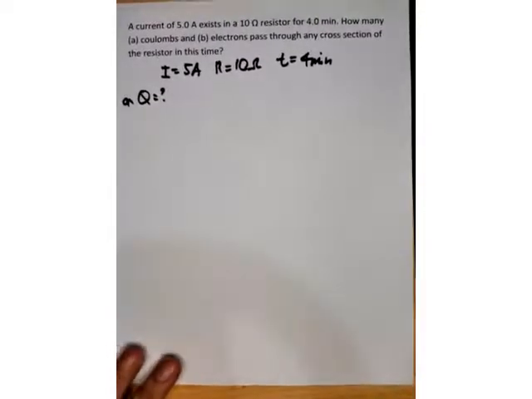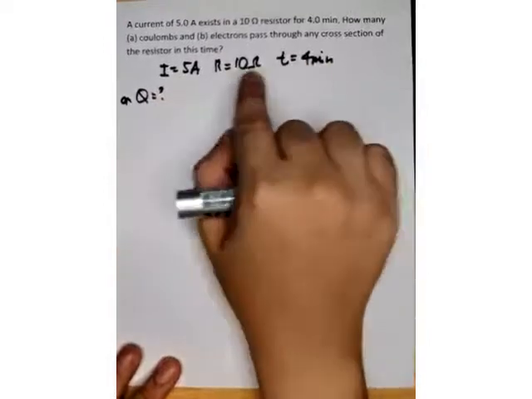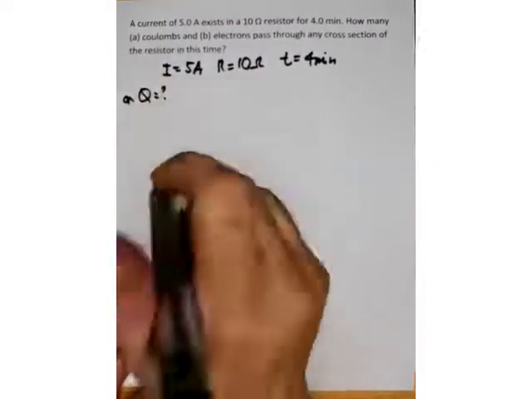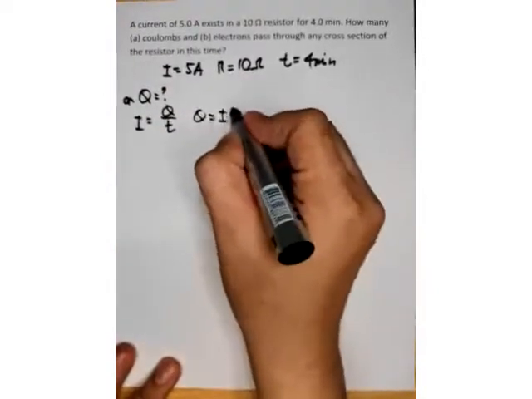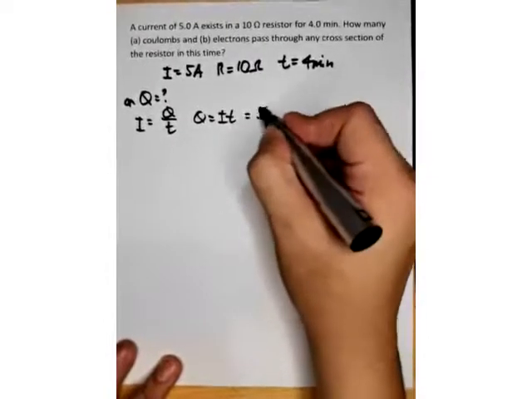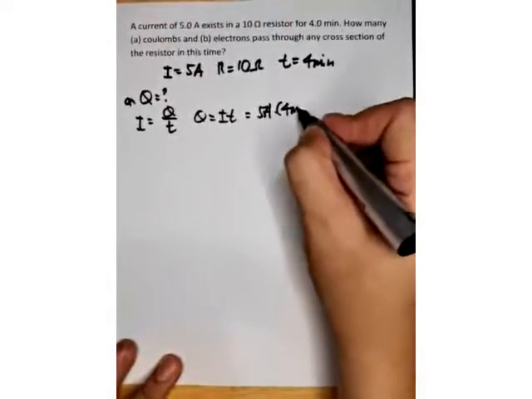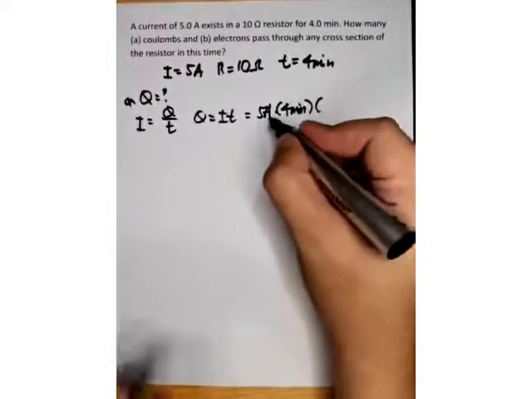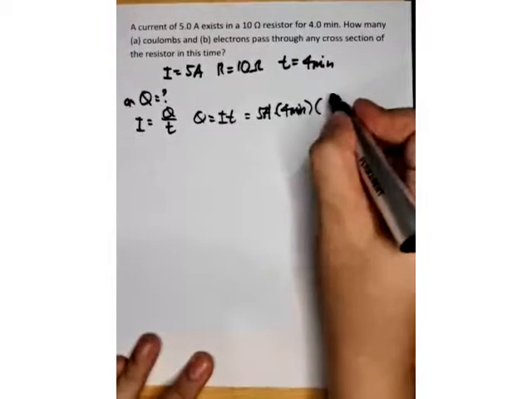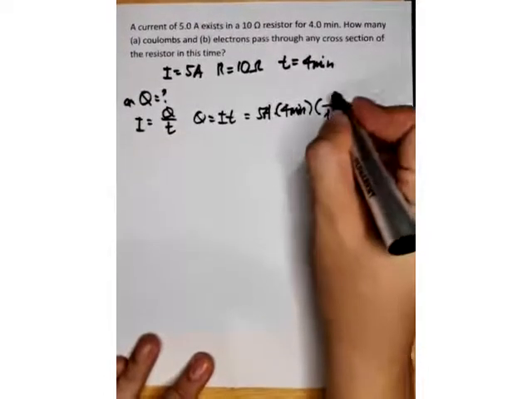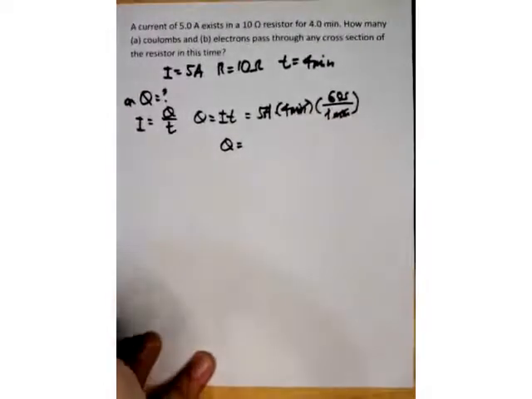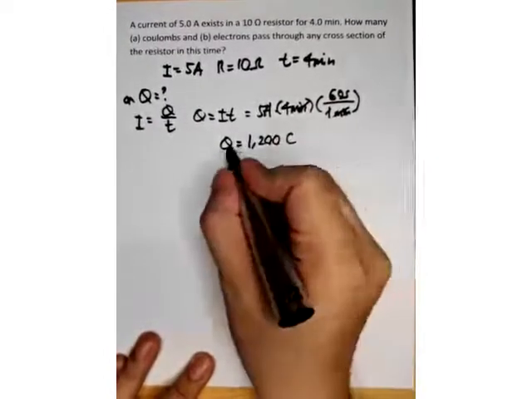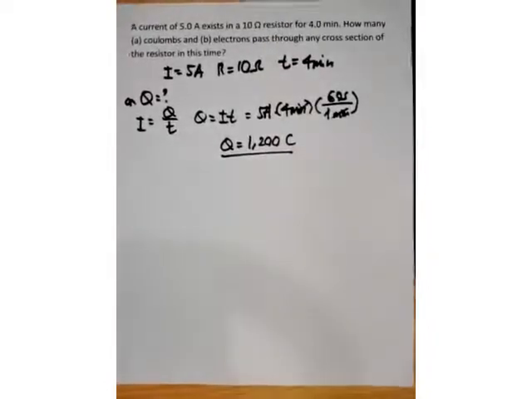Okay, now yung unknown natin, how is it related to the given? So is it related to current? Okay, so ang current kasi is equal to Q over T, di ba? So that means Q is equal to IT. So that's equal to 5 amperes times 4 minutes. But let's convert that into seconds kasi ang ampere natin is coulomb per second. So for every minute, meron tayong 60 seconds. So cancel, cancel. So therefore, our charge is 1,200 coulombs.